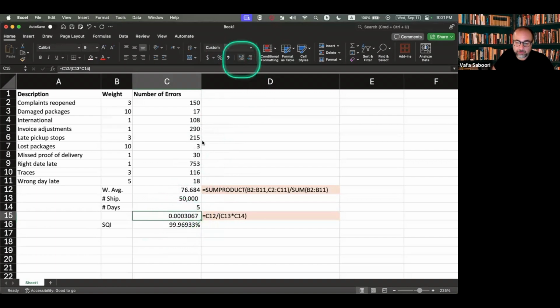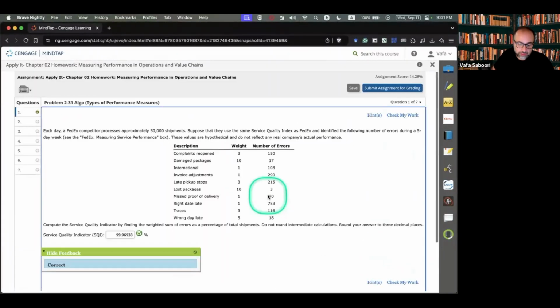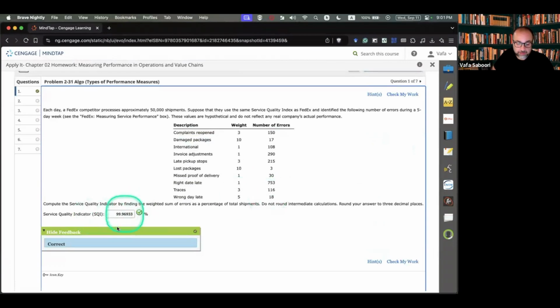This is basically the percentage of error. Technically speaking, this also needs to be shown as a percentage. And this is my service quality indicator or index. So I'm going to check that value here. You see that this is the correct answer, 99.96.